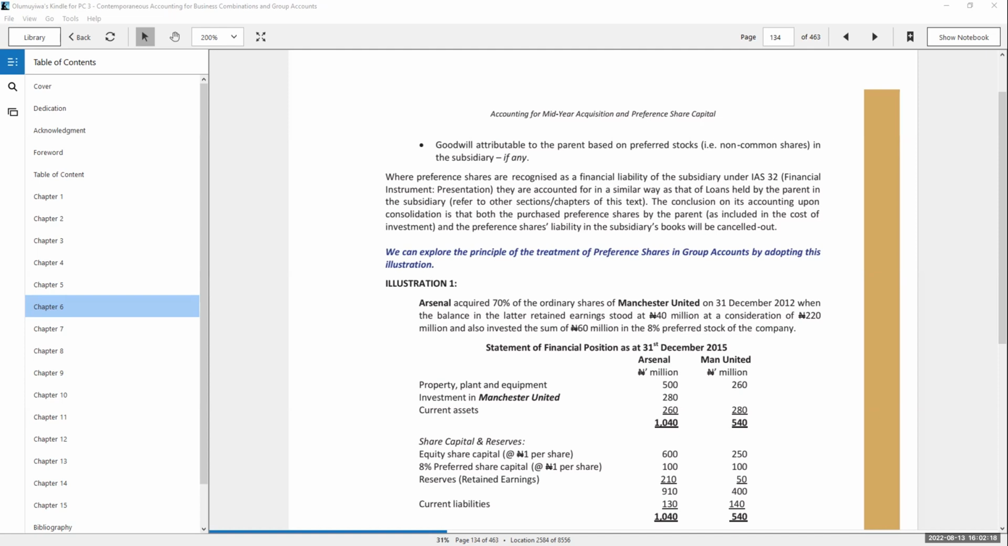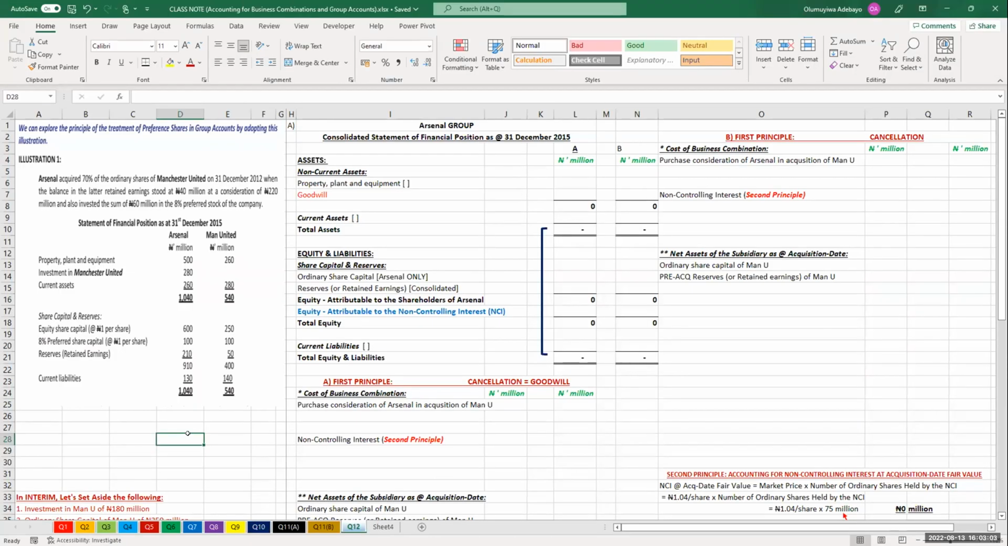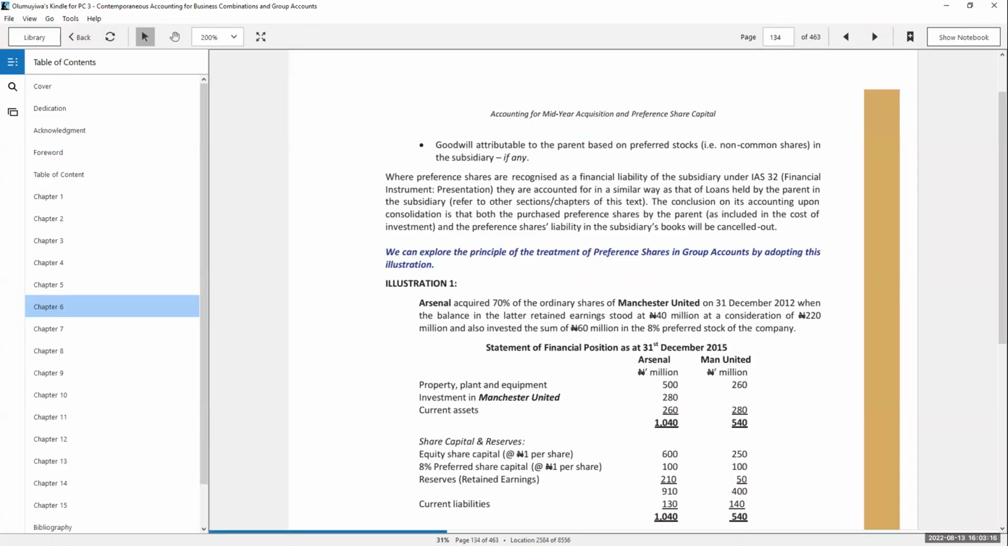Current assets in Arsenal 260, and Man United 280. Total assets of Arsenal 1,040,000, and then 540 in Man United. Share capital, equity share at £1 per share, 600 in Arsenal, 250 in Man United. 8% preference stock, preference share capital £1 per share, 100 in Arsenal and 100 in Man U. Reserves, retained earnings 220 in Arsenal, 50 in Man United. So total equity is 910, 400. Current liabilities 190 in Arsenal, 140 in Man United, and total equal 1,040,000 and 540 million naira in Man United.